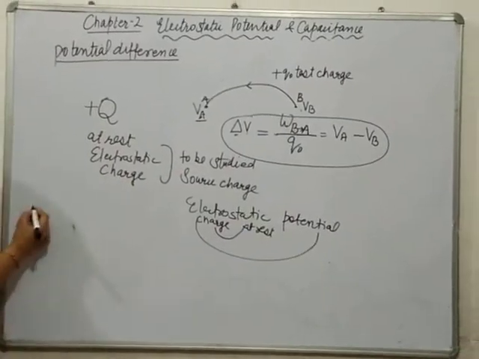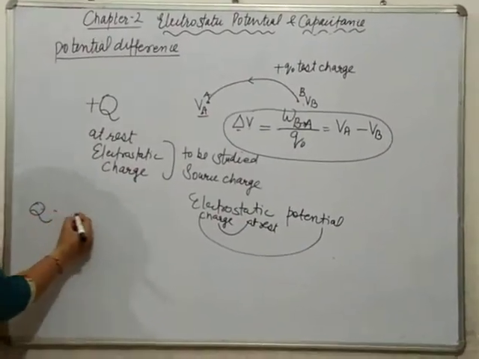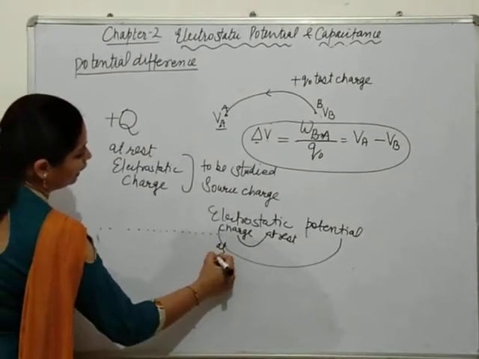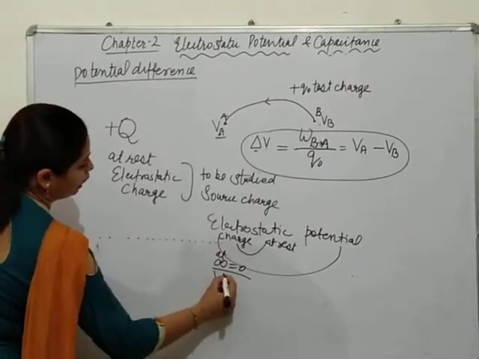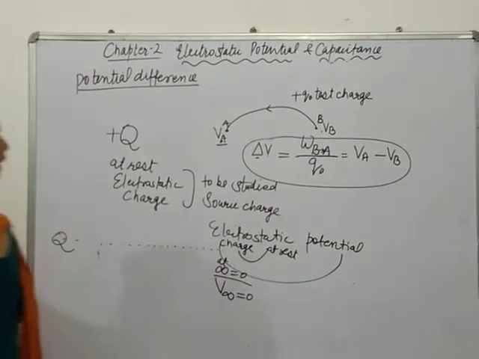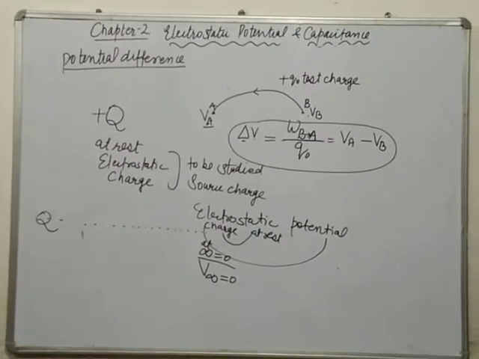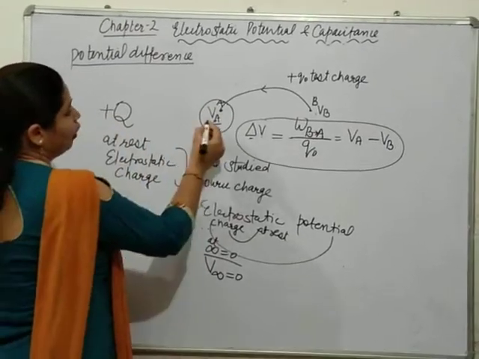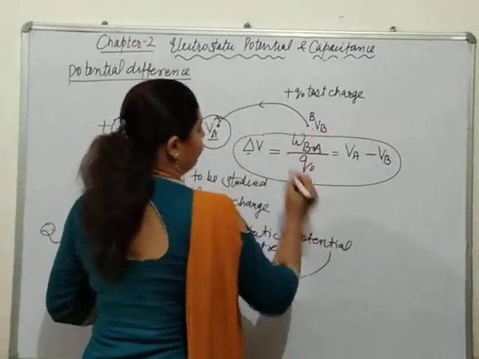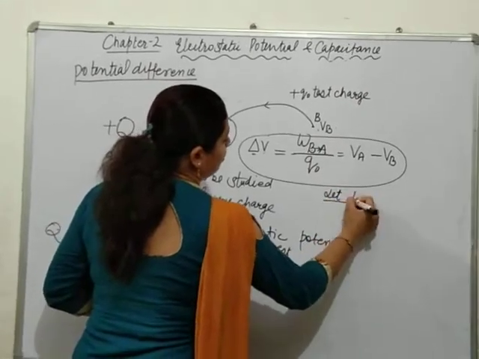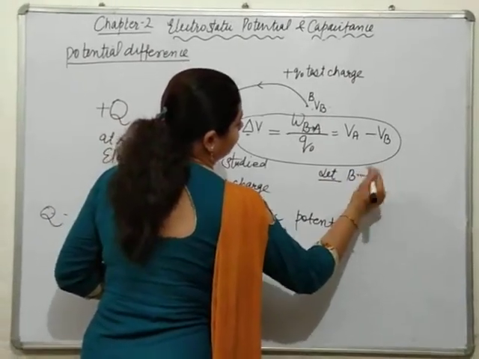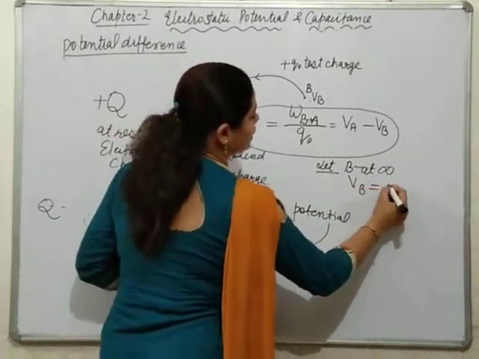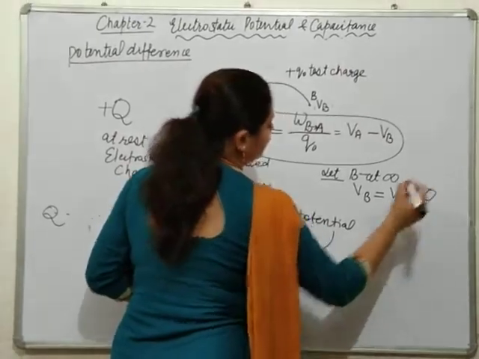As we know, if a charge is located at any point, its potential at infinity is 0. It means the potential of any body at infinity is 0. So, to calculate the potential at A, we suppose B is at infinity. When B is at infinity, the potential of B is considered to be the potential at infinity, which is 0.